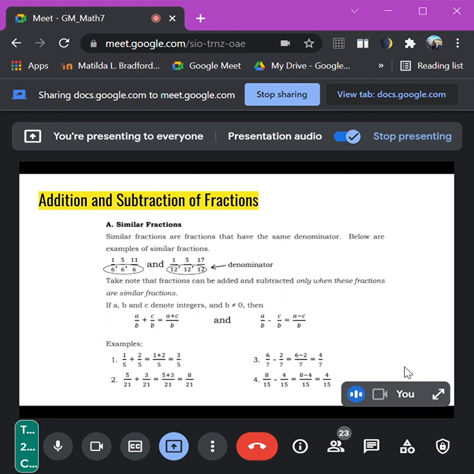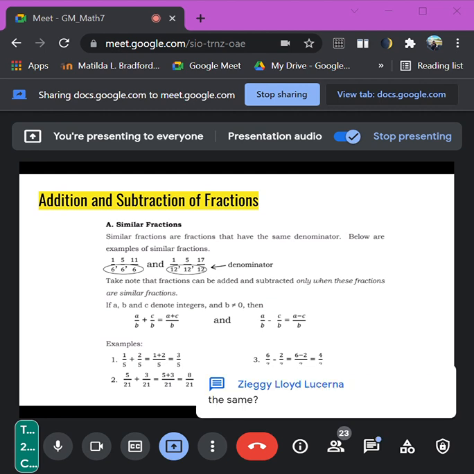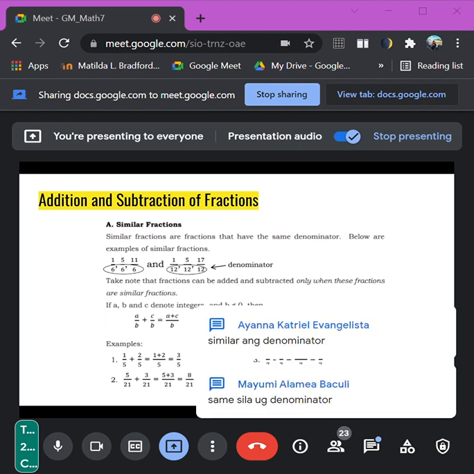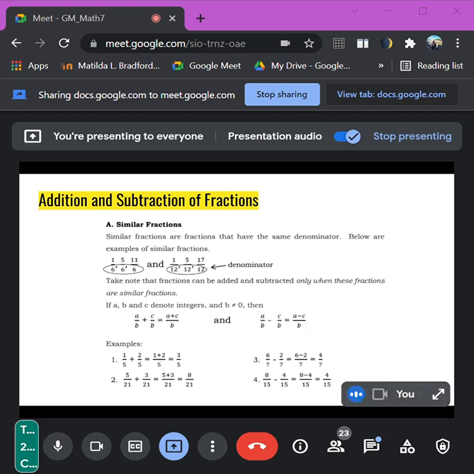unsa ng similar fractions? Sige daw. The same, unsay the same niya. Similar ang denominator, same sila og denominator. Okay, very good. So when we say similar fractions, these are fractions that have the same denominator.